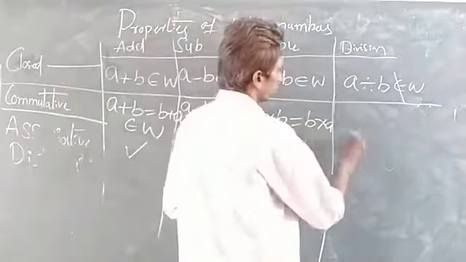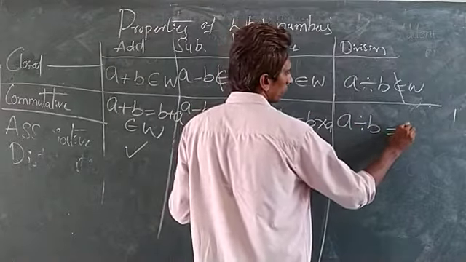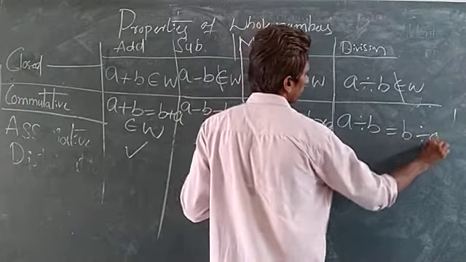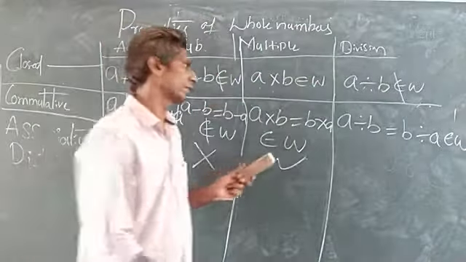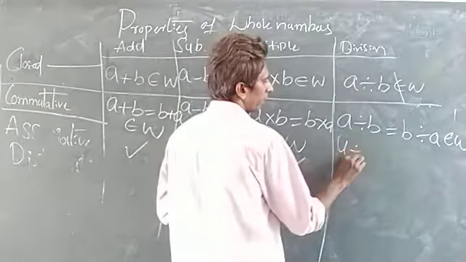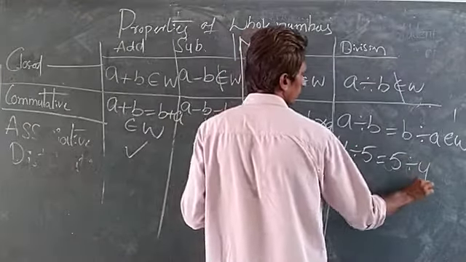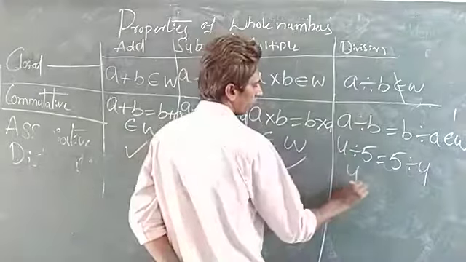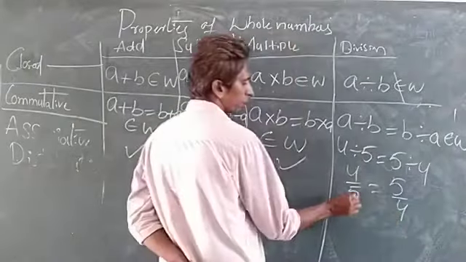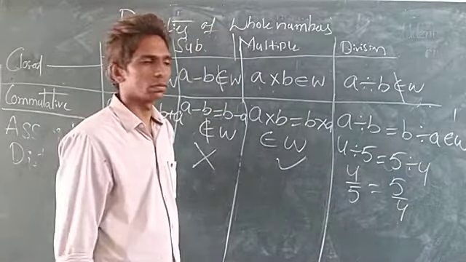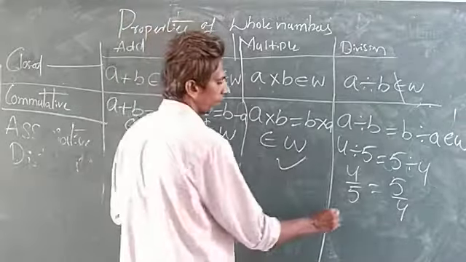See the last one. A divided by B equal to B divided by A belongs to whole numbers. Let us take 4 divided by 5 is equal to 5 divided by 4. So 4 by 5 equal to 5 by 4. 4 divided by 5 we have already completed. The value is 0.8.